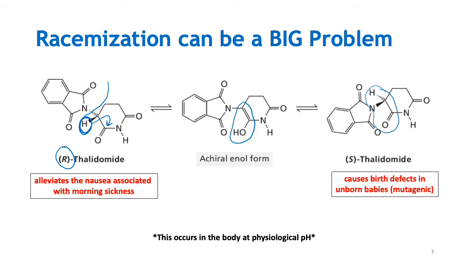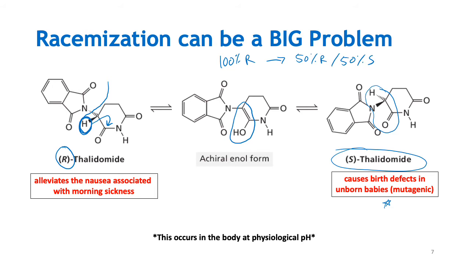So though it shows, the way it looks like is maybe that I'm converting R to S, what's really happening is my 100% R goes to 50% R and 50% S. So you racemized it, okay? And the reason this is a problem is because this S version of thalidomide causes birth defects in unborn babies. It's mutagenic. They come out with shortened limbs, and many of them end up dying in the womb. And it was a huge problem, and you can actually look it up on the internet.